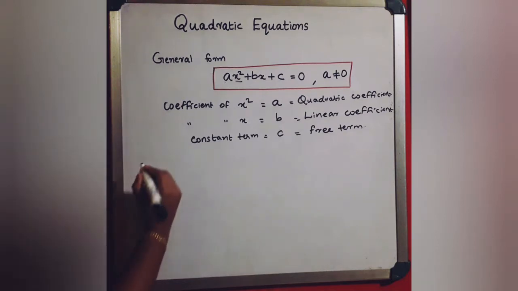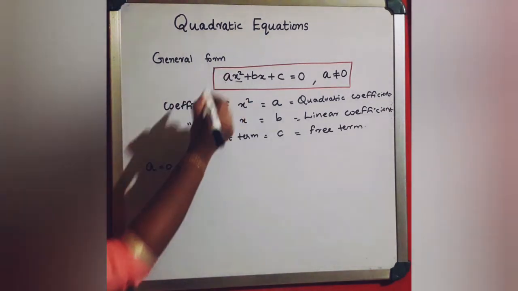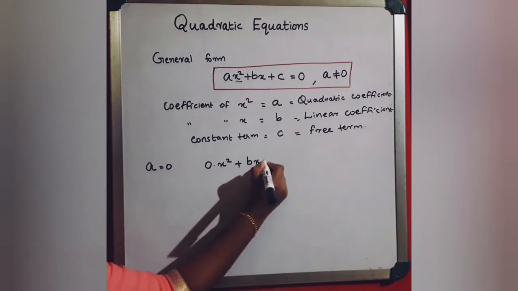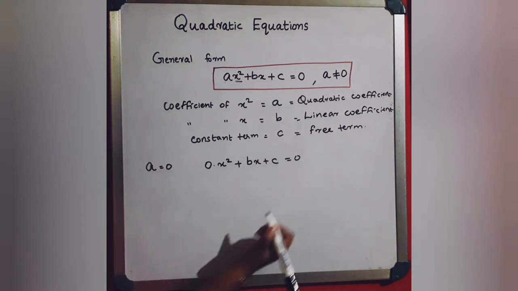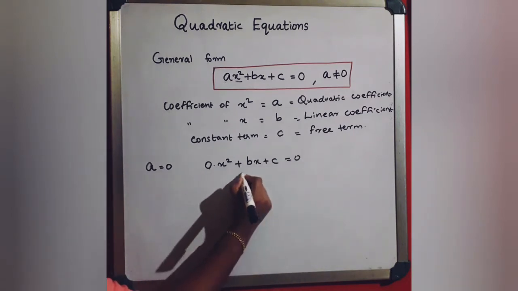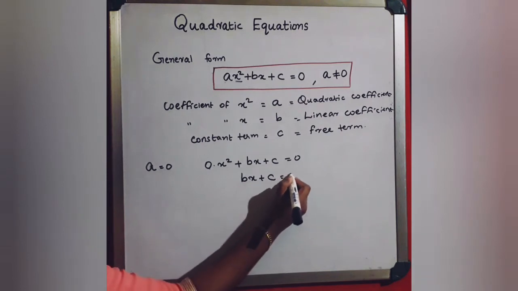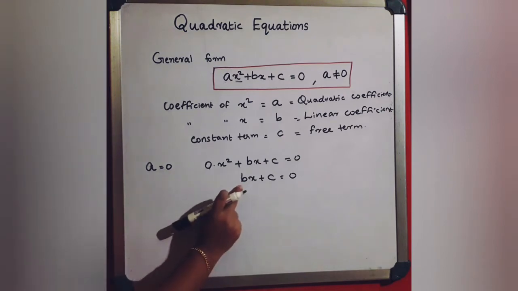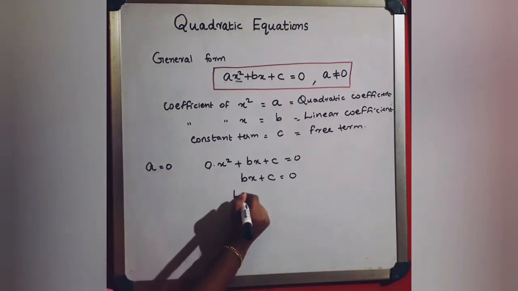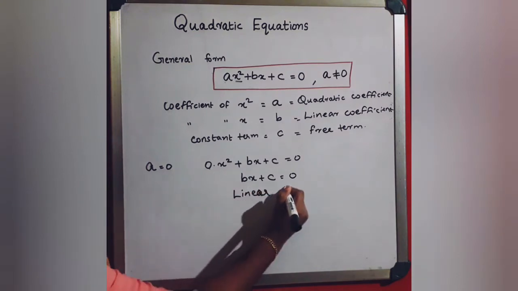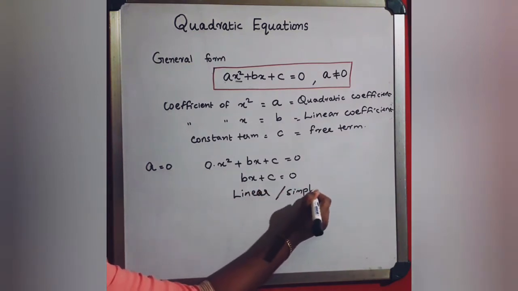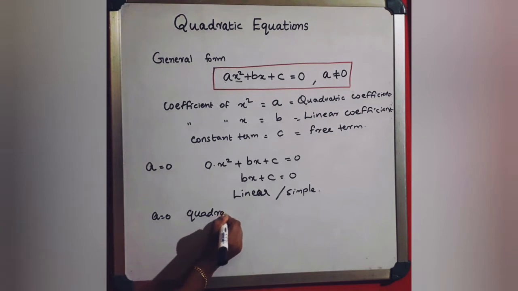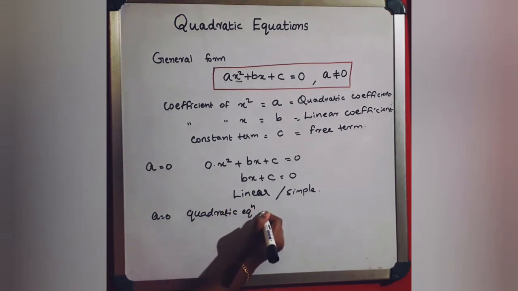If we substitute a is equal to 0, the quadratic equation becomes 0 into x square plus bx plus c is equal to 0. That is, 0 into x square is 0, so bx plus c is equal to 0. Here the highest power of x is 1. This type of equation is known as a linear equation or simple equation. So when a is equal to 0, the quadratic equation becomes a linear equation.